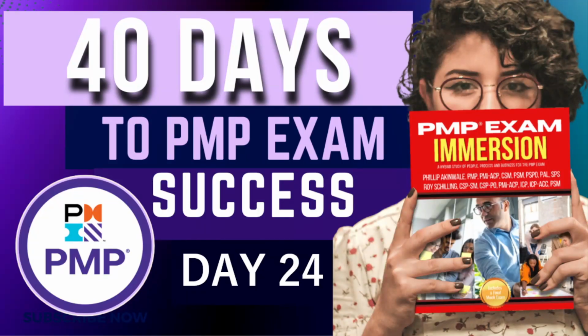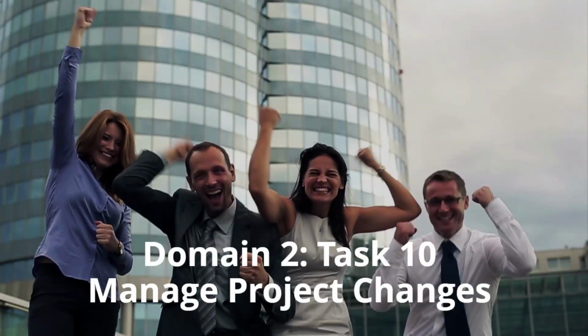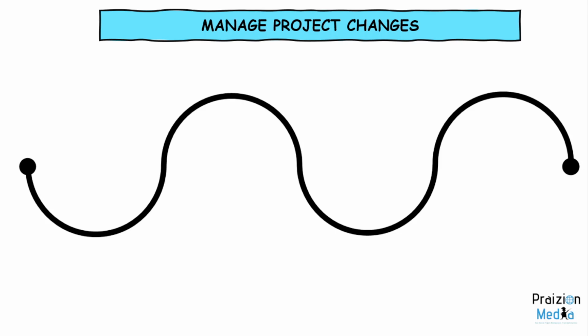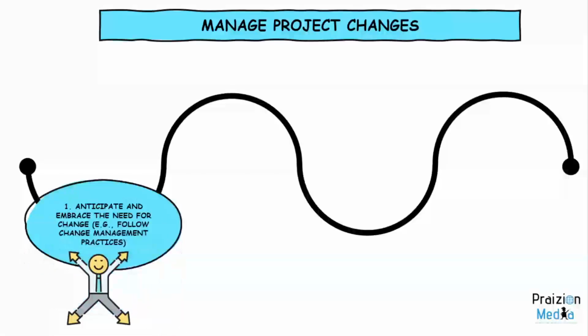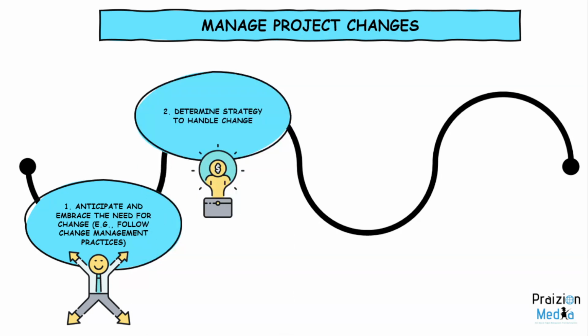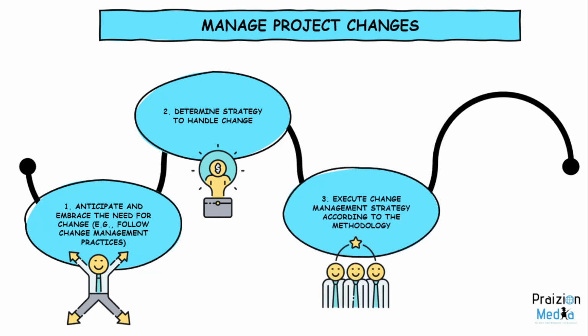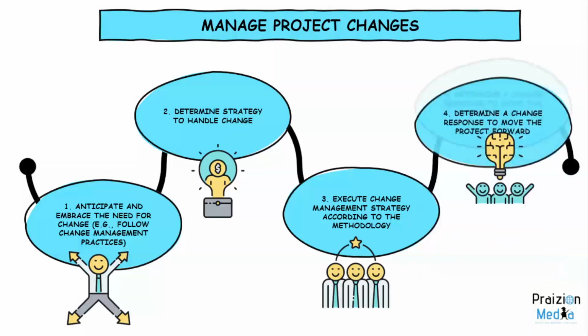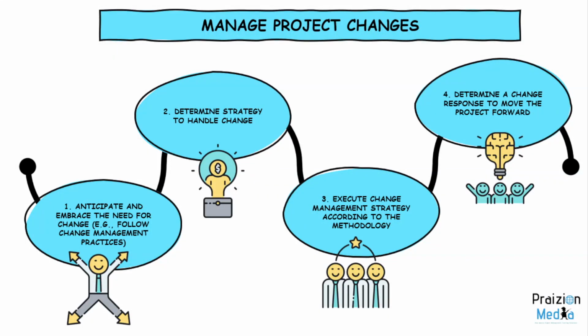It's day 24, and we're moving on to task 10, domain 2 of the process domain, and it's manage project changes. Manage project changes starts off with anticipate and embrace the need for change. In other words, follow change management practices. The second step to take is to determine a strategy to handle change. Third one here is execute change management strategy according to the methodology. And finally, we have determine a change response to move the project forward.